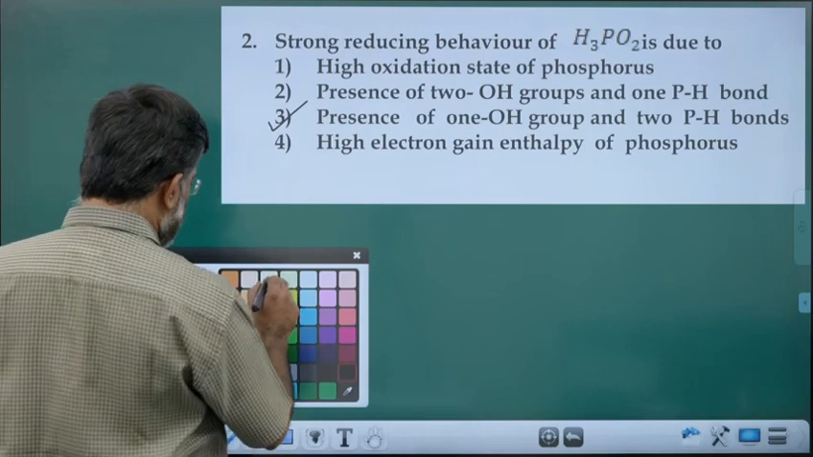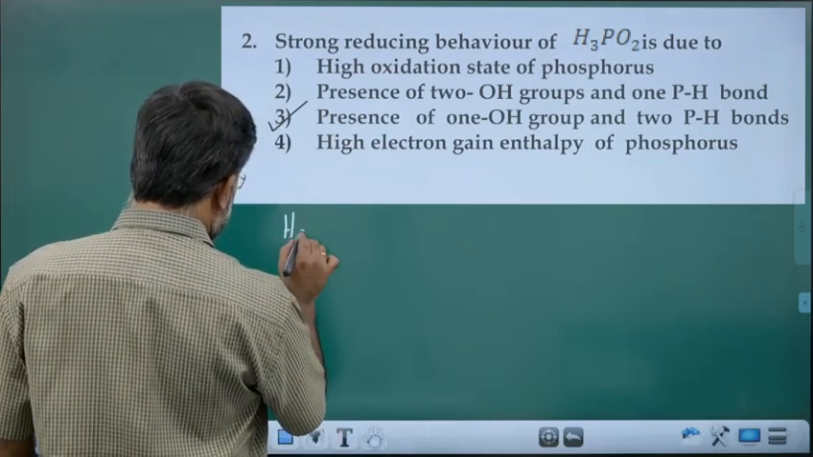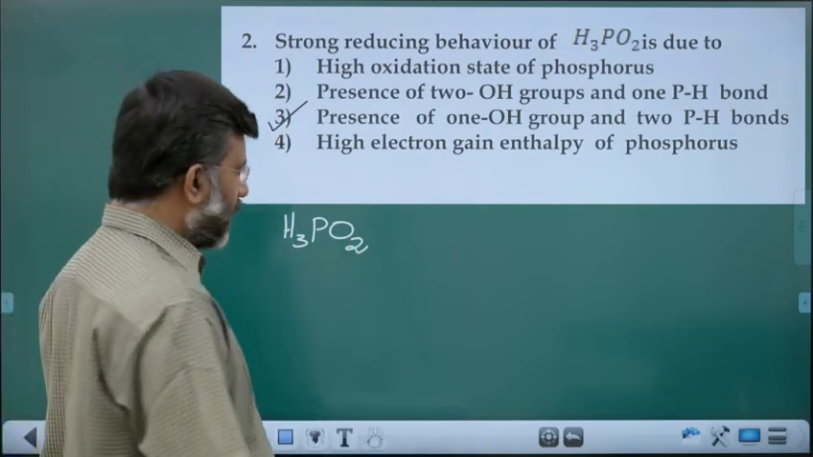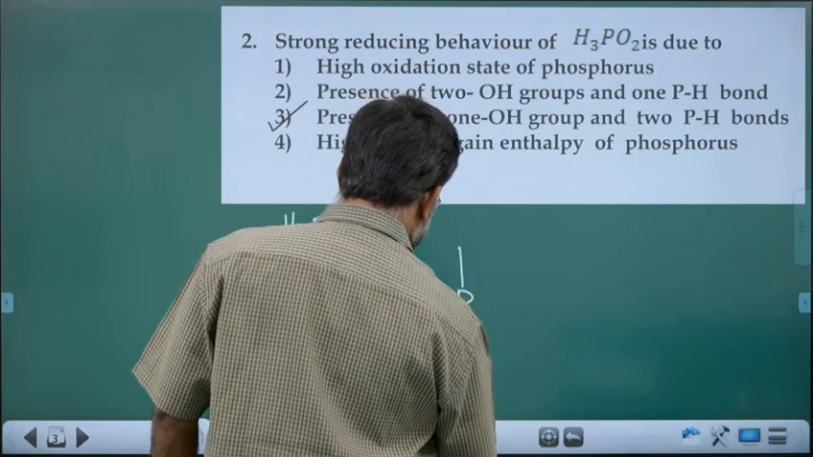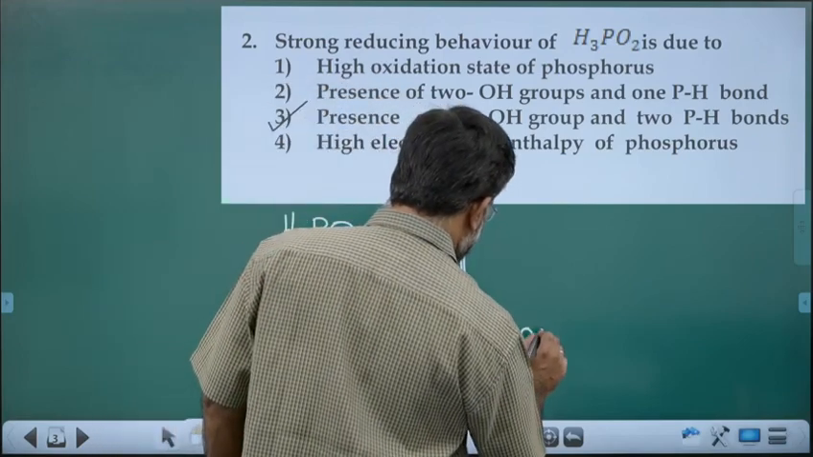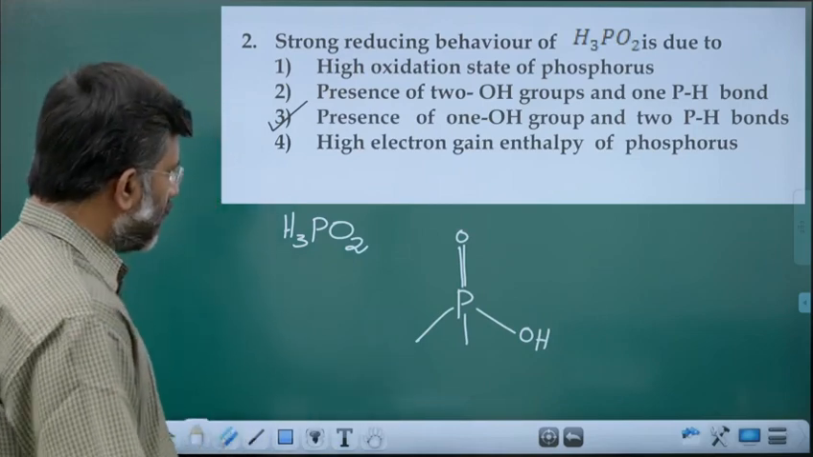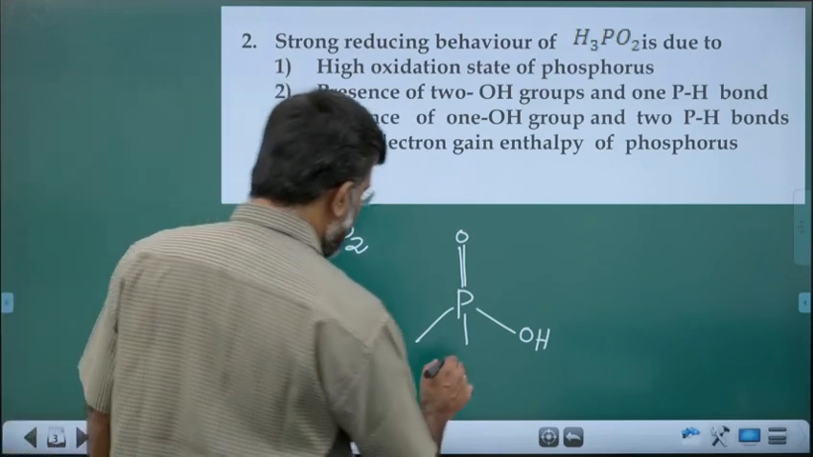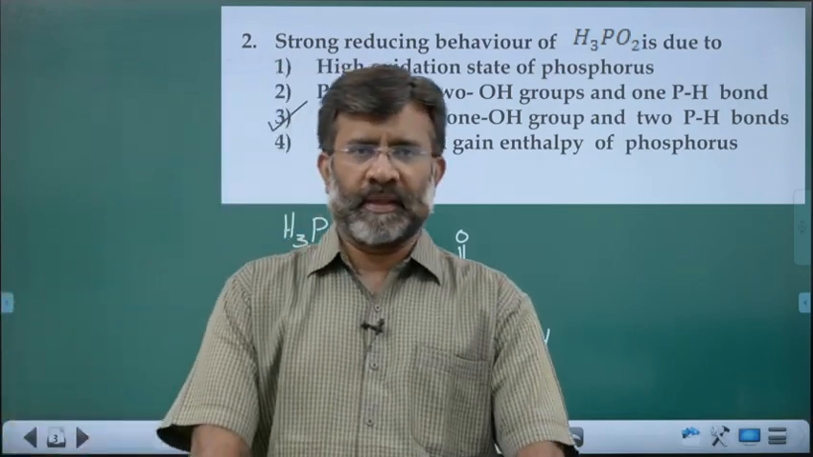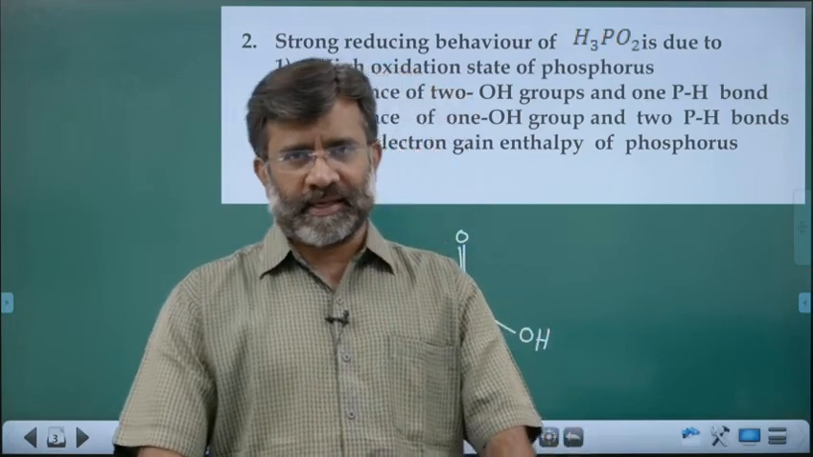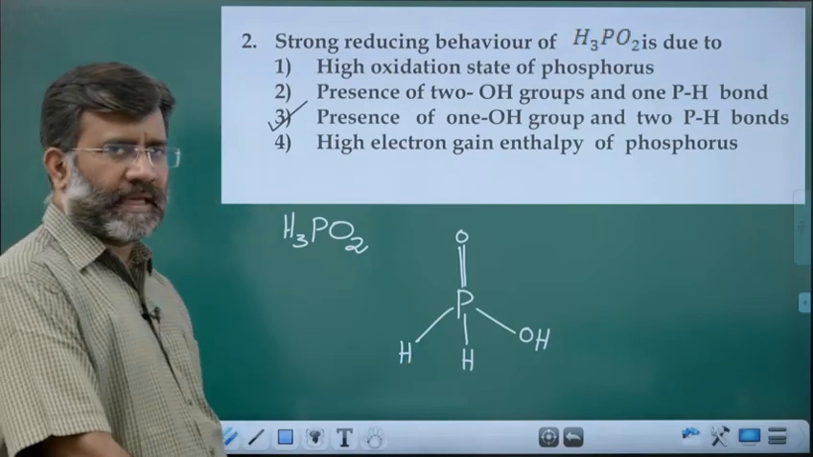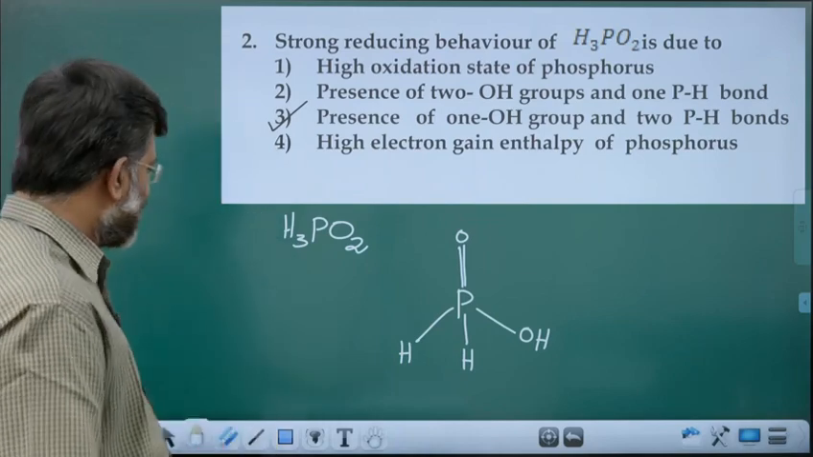Why? Because this is the structure of H3PO2, hypophosphorous acid or phosphinic acid. You draw the tetrahedral structure with one P=O double bond and one OH bond essentially required, and now oxygen is over, the remaining will be two hydrogen, and these two hydrogen are reducing hydrogen. The presence of reducing hydrogen makes it a good reducing acid. So these two hydrogen are the reason for that characteristic, right? Next.